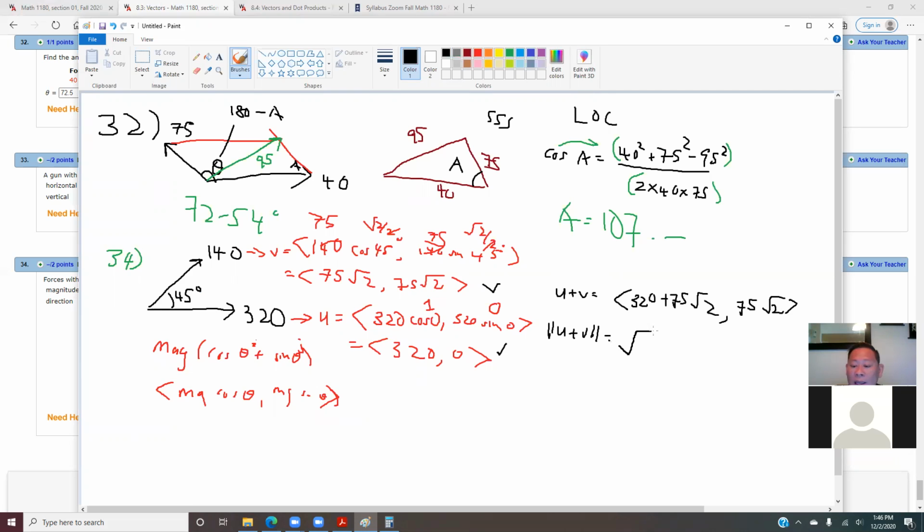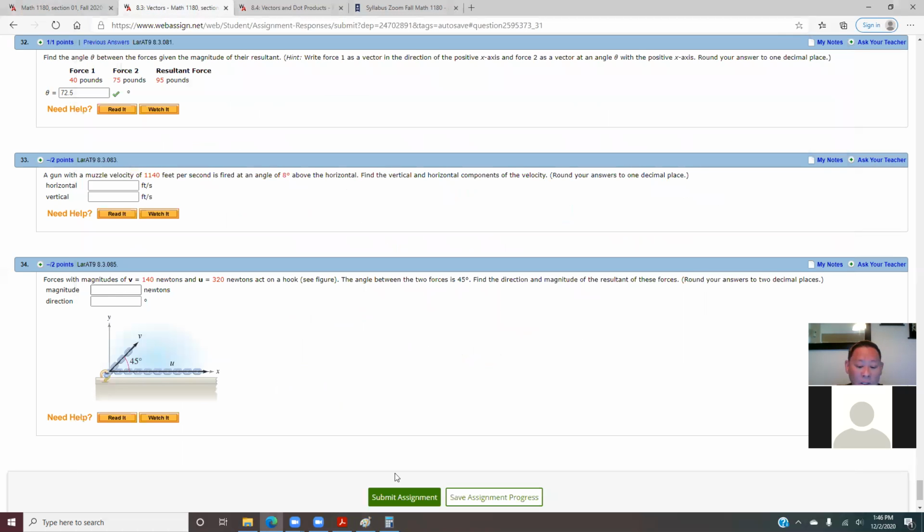The magnitude in this case is the square root of this squared plus this squared. So it's kind of like a distance formula. You take this one, square it, and then take this one, square it, and then add them, and then take the square root. So this is the magnitude. This is the first question that they ask here.